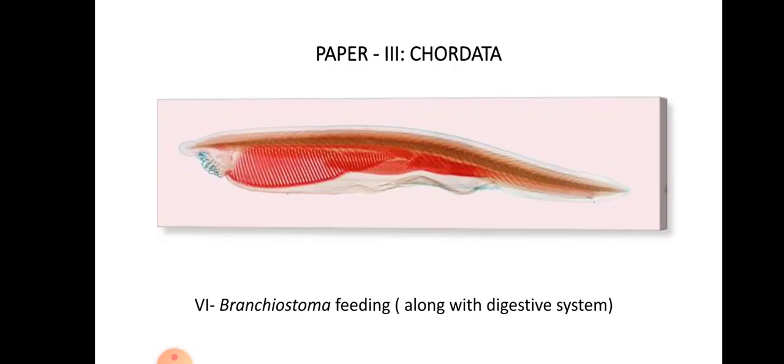Actually in your syllabus it is mentioned feeding mechanism, but in order to understand the feeding mechanism we should know the alimentary canal, its structures, and how the food passes through it. So because of that we will learn about the digestive system, which includes the alimentary canal and the associated digestive glands, followed by the feeding mechanism.